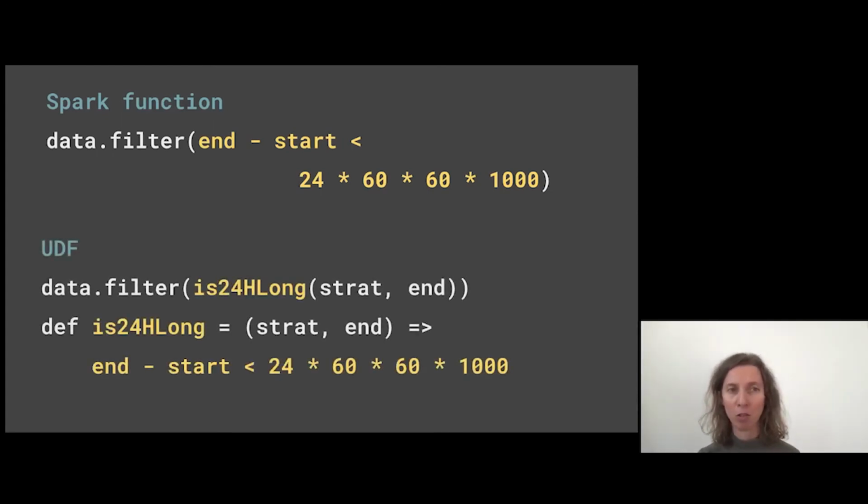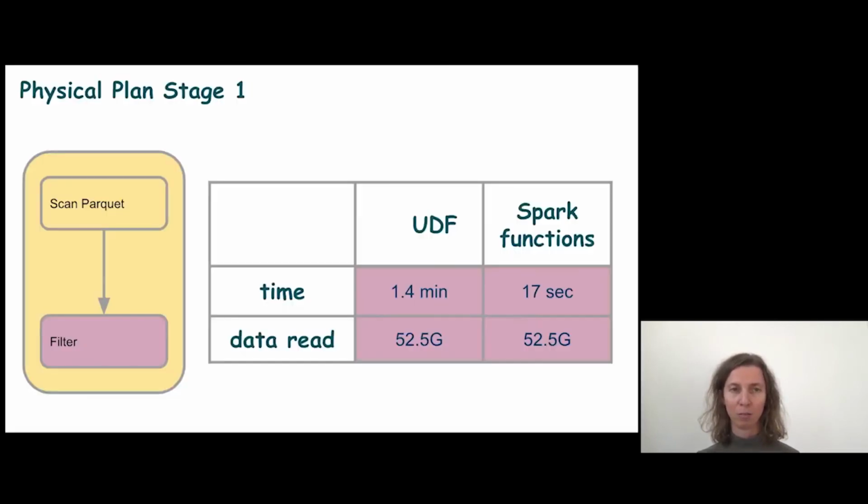The very same logic is implemented as a UDF. And you can see the physical plan. Here all of the filtering is done in memory. I wanted to isolate this optimization, so I prevented Spark from optimizing the disk filters. Although Spark reads the same amount of data from disk, you can see that Spark functions are 5 times faster than UDFs.